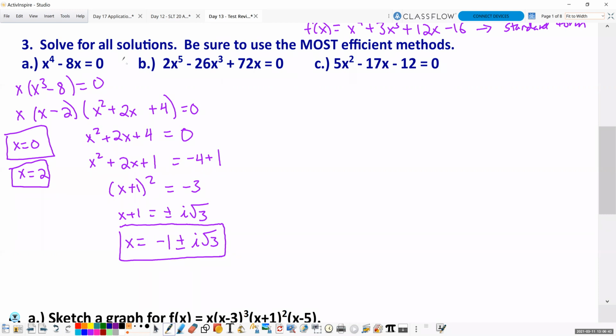For letter B, I notice that there is a greatest common factor, so I'm going to take that out. I can divide everything here by 2x, and that leaves me with x to the 4th minus 13x plus 36. Ooh, this was supposed to be squared. Ooh, and that's really ugly.